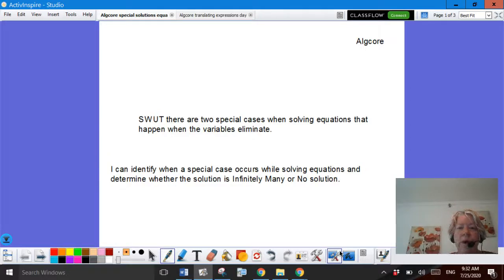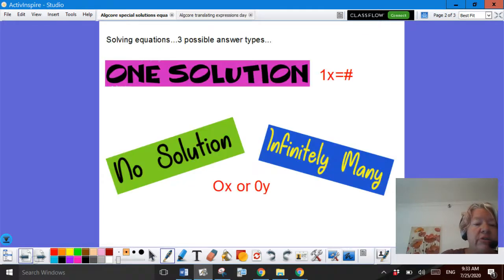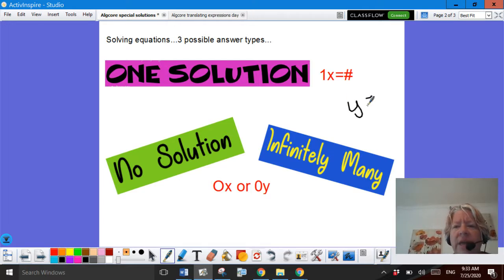Okay, so today I want to take just a few minutes to talk about the special cases that happen when you're solving equations, specifically when you're solving equations with variables on both sides. When we solve equations, there are actually 3 different answer types. We can come up with one solution, which is what we normally see. We see like 1x equals a number, or y equals 5, or a equals 2. We come up with an answer.